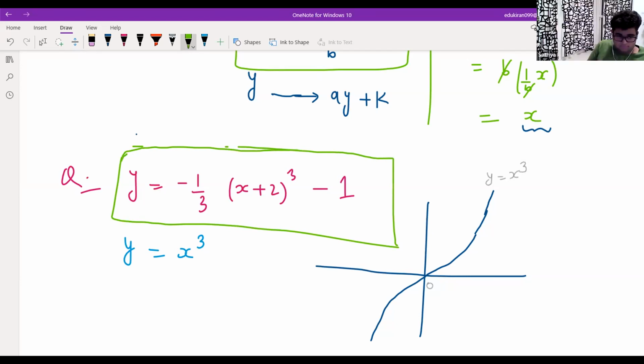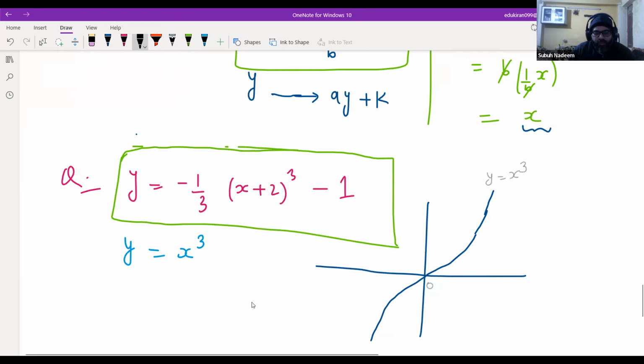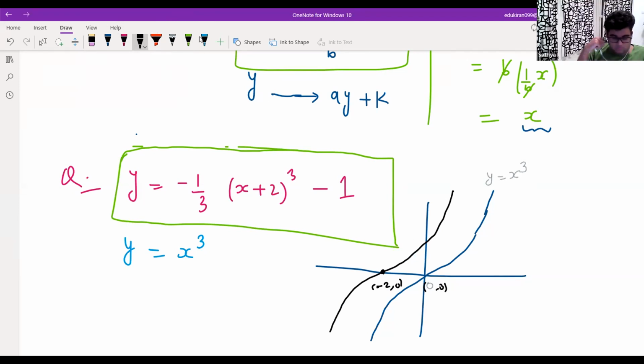So x plus 2 will move towards the left, correct? By 2 units. So let us first move it to the left by 2 units. So it will be like this, and it will pass through minus 2 comma 0. So minus 2 and 0. It was earlier 0 comma 0. Then minus 1.